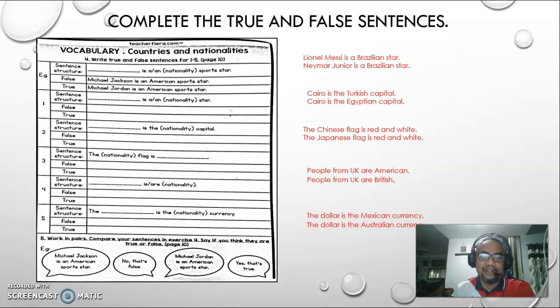It's a superstar. It's not sports star. Michael Jordan is an American sport star. Yes, this is true. Jordan is a famous basketball player. Okay, so this statement is true. All right, so you need to make the true and false sentences based on the given sentence structures.